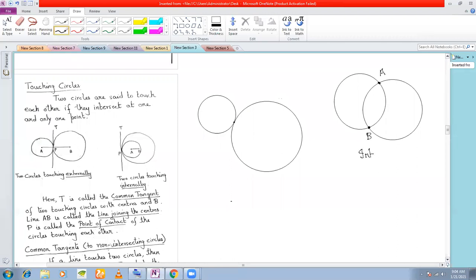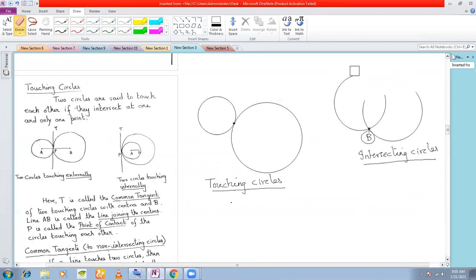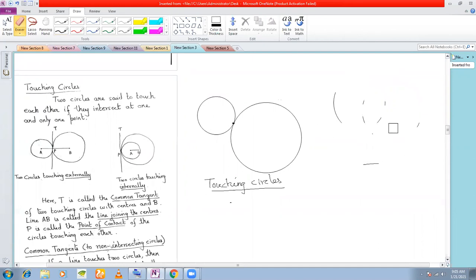These two circles are called intersecting circles because there are two distinct points of intersection, A and B. These two circles are called touching circles because they intersect at only one point. Okay. So that is the difference. Now there can be two cases. Either two circles can touch each other internally or two circles can touch each other externally.